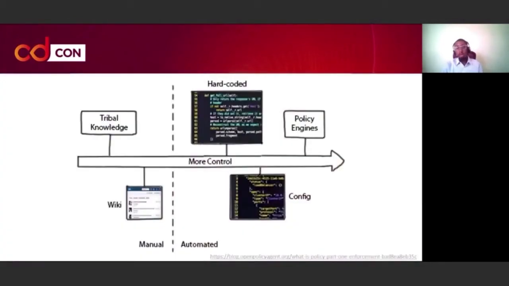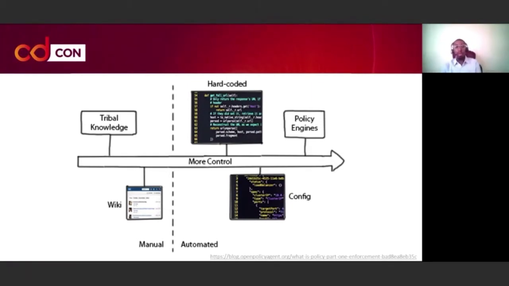As we move from tribal knowledge, which is less structured and has less control, and would most likely need to be enforced manually, so that's relying on everybody to do the right thing or making someone else go and check whether the right things have been done. We move through wiki, creating your wiki, creating a policy document that defines all the policies. So at least now the policies are well defined, they're easy to maintain, but enforcement also has to be manual.